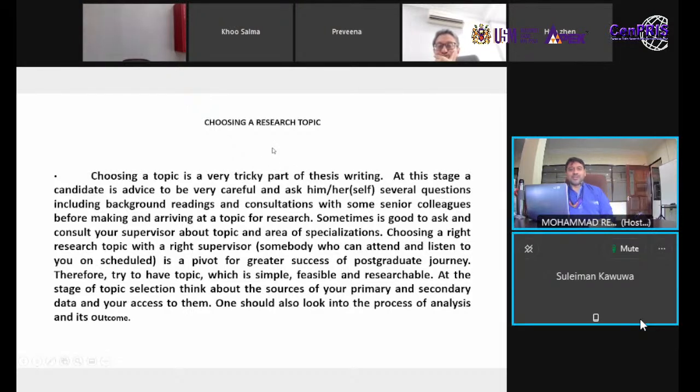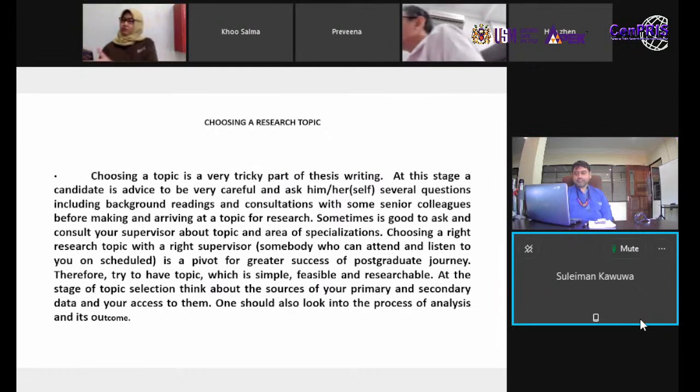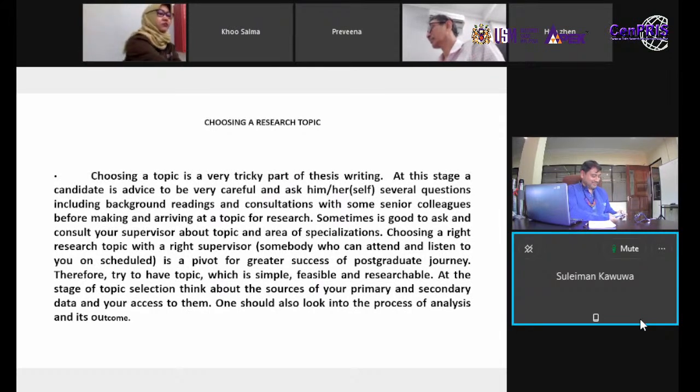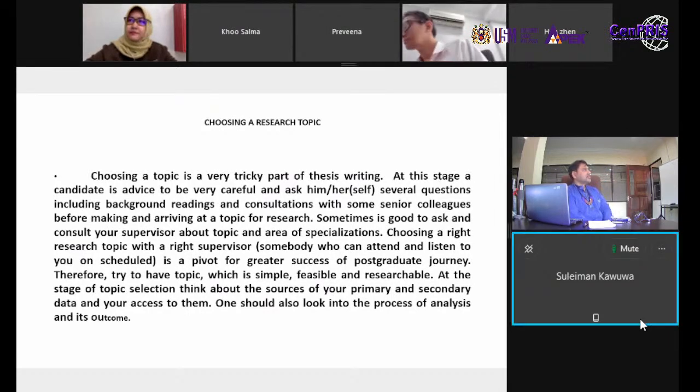So what I'm saying is the first step of challenges in postgraduate studies is choosing the research topic. We advise our colleagues in the academia who are coming for postgraduate studies to take the right topic when beginning their postgraduate study. This is key and central to the success of their work in the postgraduate field.